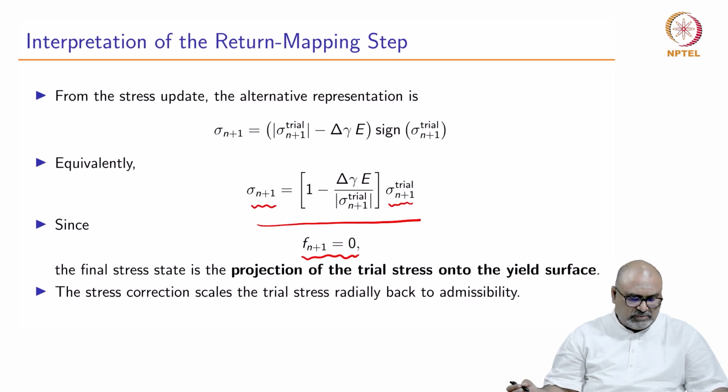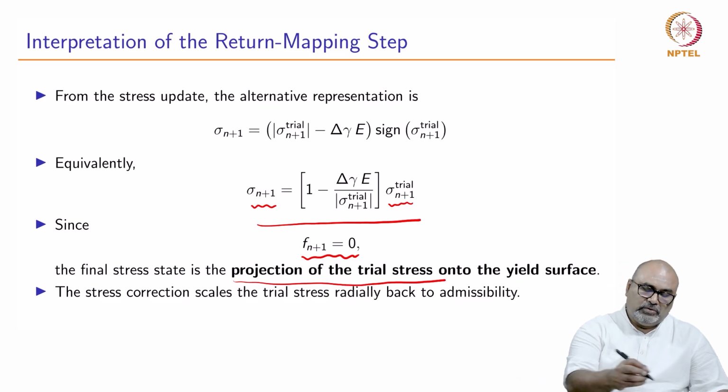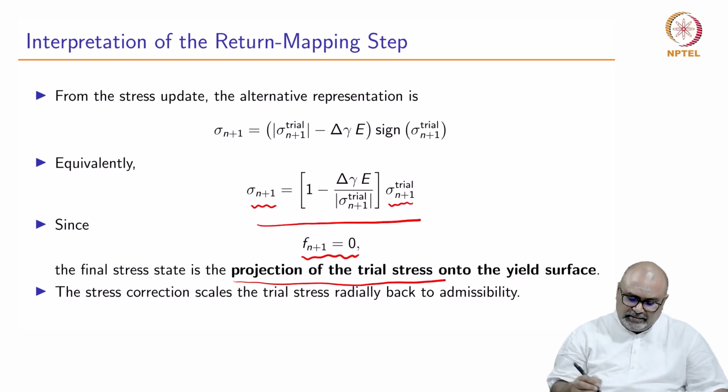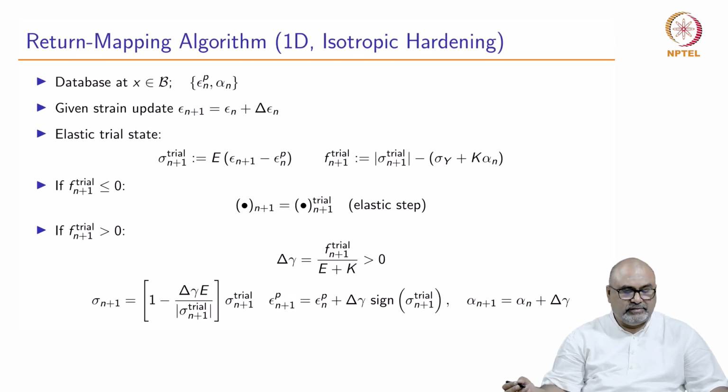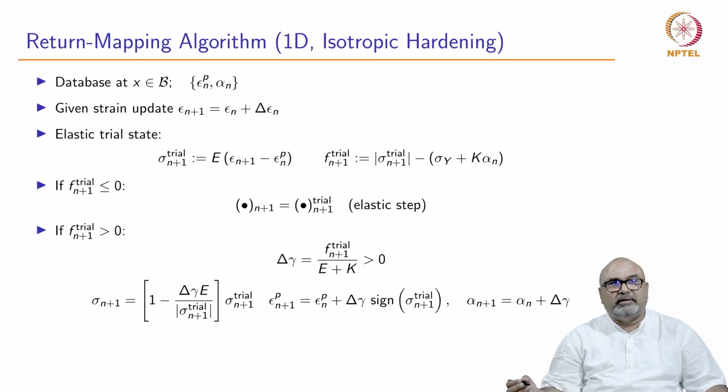So, this is as good as the final stress state is projected onto the yield surface, and the stress correction scales the trial stress radially back to an admissible value. So, when we are outside the yield surface, we are bringing back the stress state onto the yield surface. So, one can write this for the 1D isotropic hardening case in an algorithmic fashion.